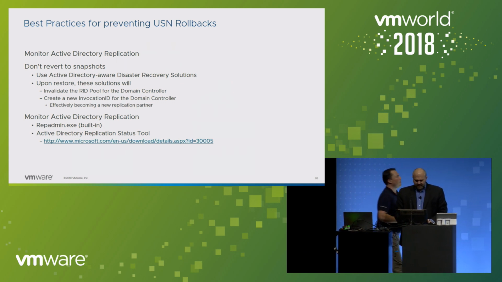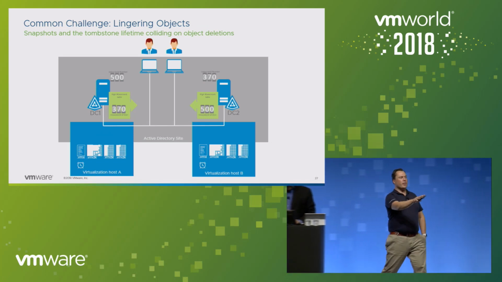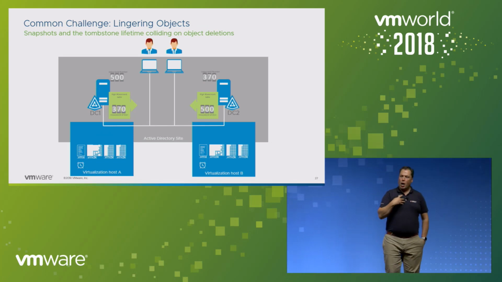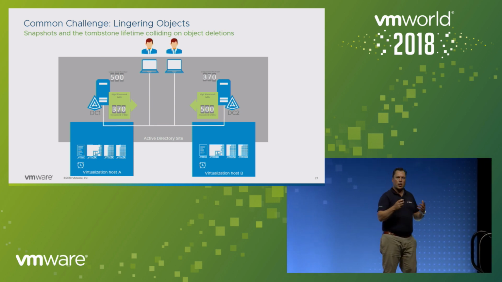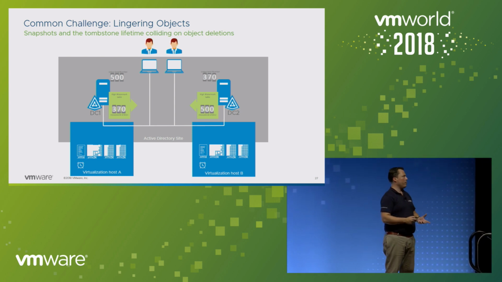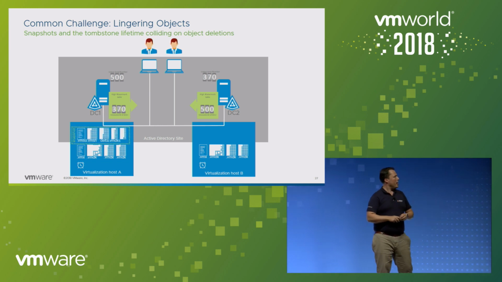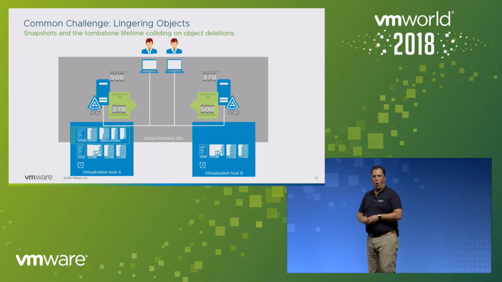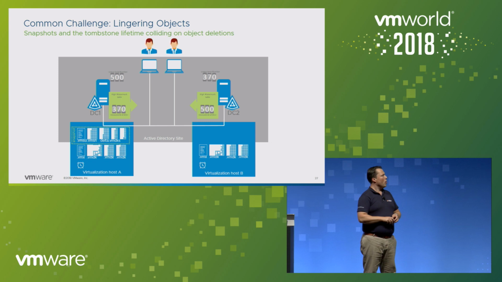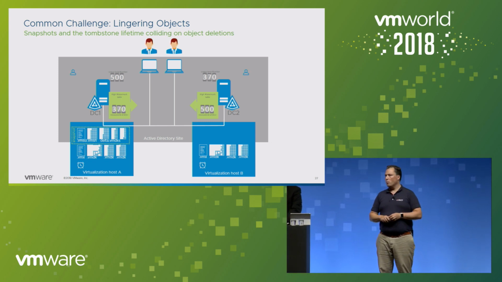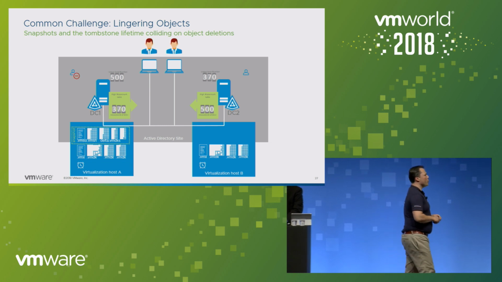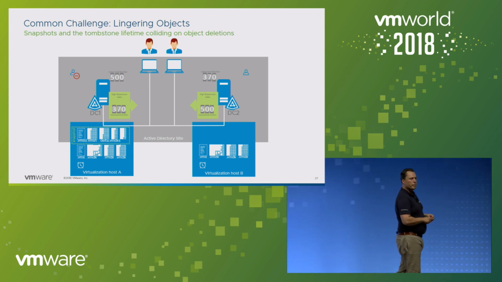Oh, cool. My favorite. So if you ever encountered this, and if you solved it, then I would call you an AD expert. So in lingering objects, we have the same two boxes, the same domain controllers, the same invocation IDs, high watermark tables, all that stuff. And what we're going to do now is take a snapshot on DC1. And on DC1, you'll see that there's a user and we don't like him. So we are going to delete that user.